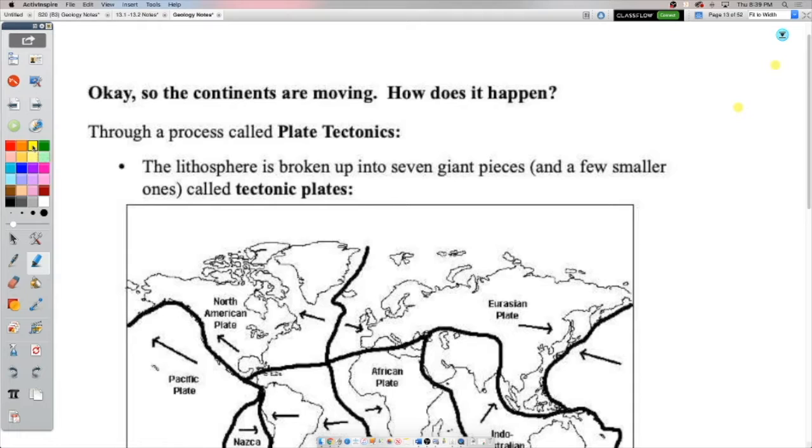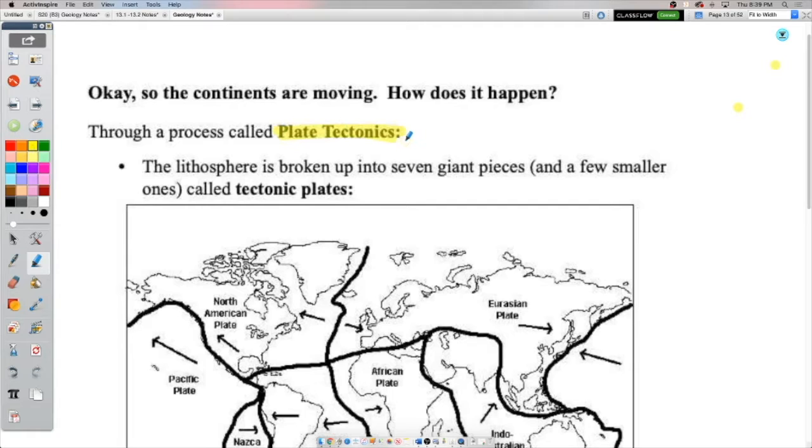So they are moving. How does it happen though? If you accept that they're moving, your next question should be, well, how are they moving? Good question. Let's find out. It's through a process called plate tectonics. What are these plates that we're talking about?